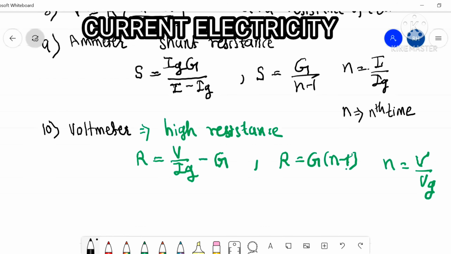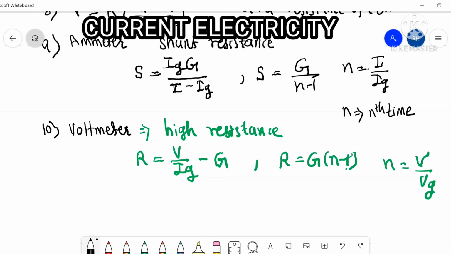Next is the voltmeter, similar to the ammeter. If the word is voltmeter in any problem, then don't think that it is related to current electricity and recall which formulas are there. Don't recall those, directly recall this formula, because for the word voltmeter only one formula is given. In voltmeter, we are always finding the high resistance. The high resistance formula is R is equal to V upon Ig minus G.